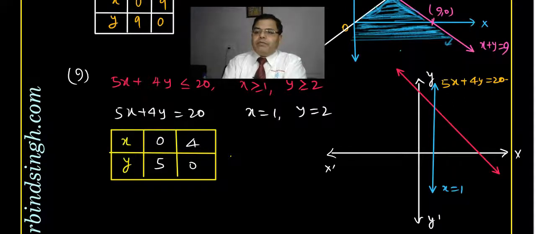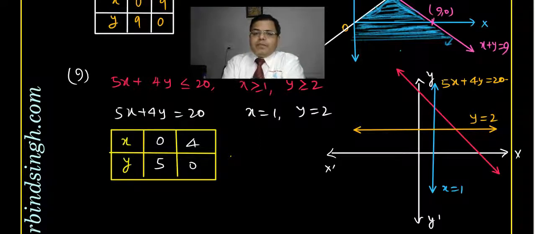I hope you got it. So this is y is equal to 2. Now we have to check for inequality, that which inequality will satisfy. So if you put 0, 0, 0 is 0, 0 is less than 20. So this line says towards the origin.